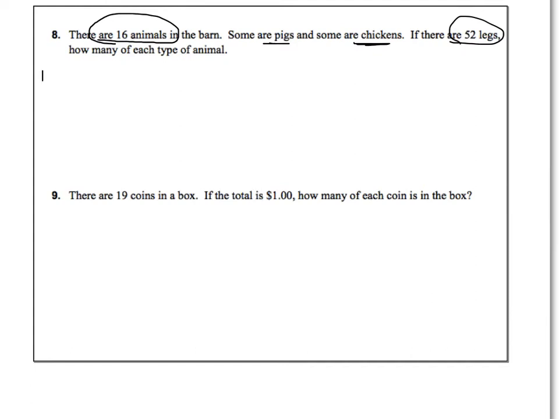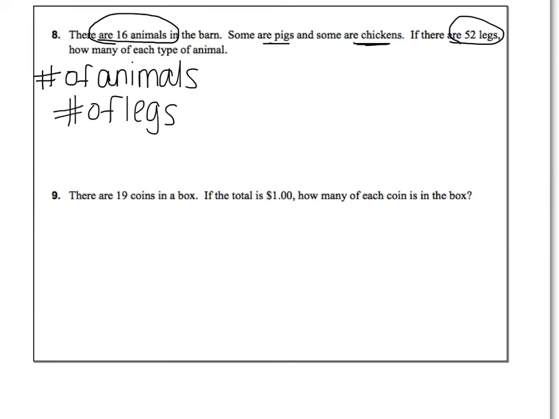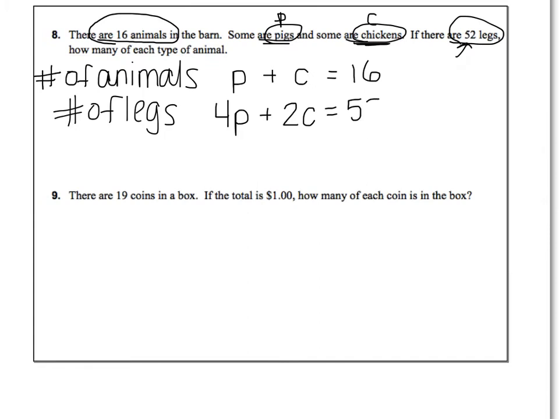So what happens is I make one equation based on the number of animals, and I make one equation based on the number of legs. So if I'm talking about animals, remember I have pigs and I have chickens. I'm going to call pigs P and chickens C. So if I take my pigs plus my chickens, I get 16 animals. When I come down to the number of legs, I need to remember that pigs have 4 legs, so 4 legs per pig, plus I have 2 legs per chicken. And we need a total of 52 legs.